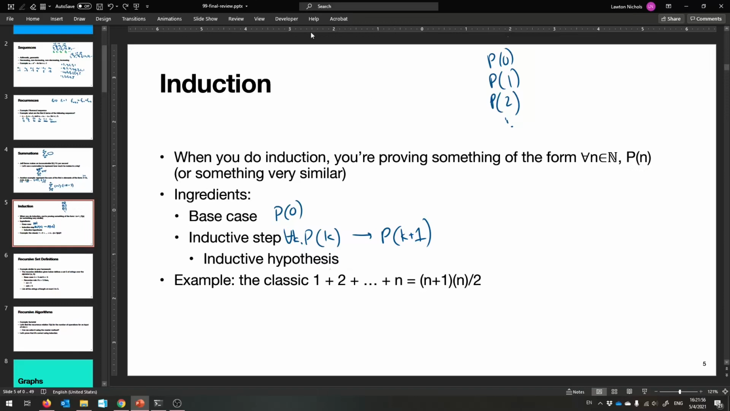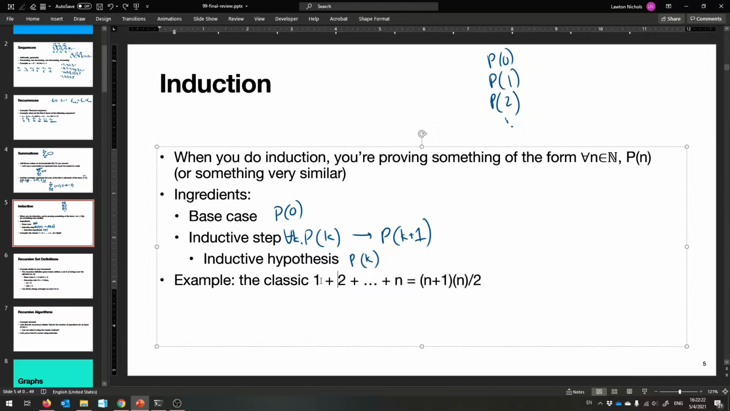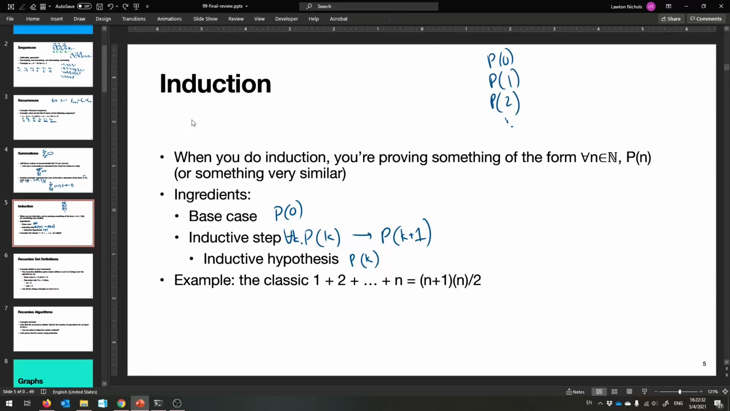That's how it works. And so when you're proving the inductive step, remember that this is a proof of an implication. You have something you get to assume, right? So your inductive hypothesis is just what you're assuming. You get to assume P of k to prove P of k plus 1. Okay, it's just a direct proof. Cool, huh? So that is the ingredients, and let me just show you a simple example. We'll prove that this classic summation 1 plus 2 all the way to n is always equal to (n plus 1) times n over 2. Okay, so let's prove this.